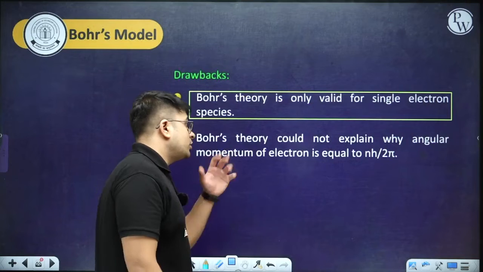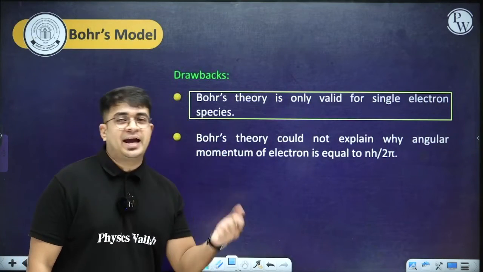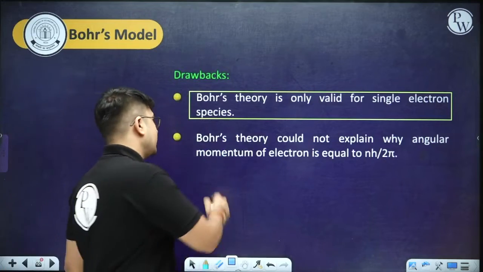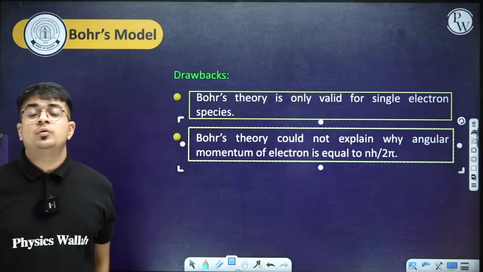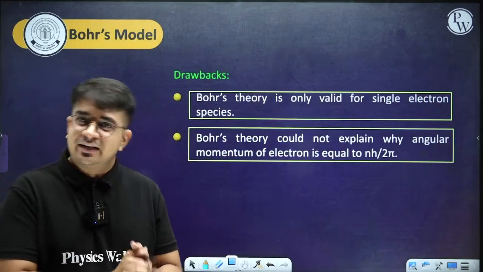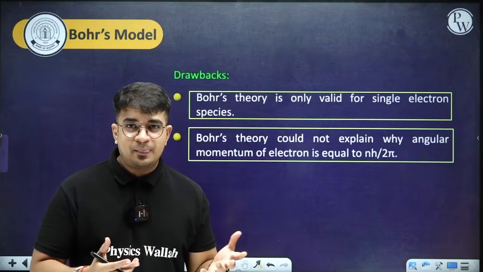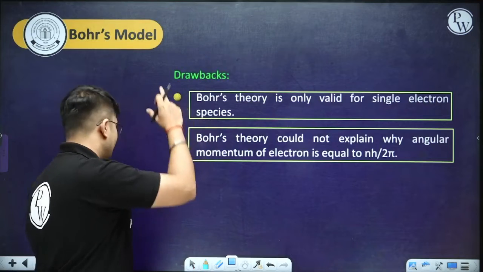Bohr theory could not explain why the angular momentum of electron is actually equal to nh over 2 pi. It means it talks about the quantization of angular momentum, but why is the angular momentum quantized? We just had the postulate that it is going to be quantized, but why? Bohr also didn't know the reason. So that was the limitation related to Bohr's atomic model.